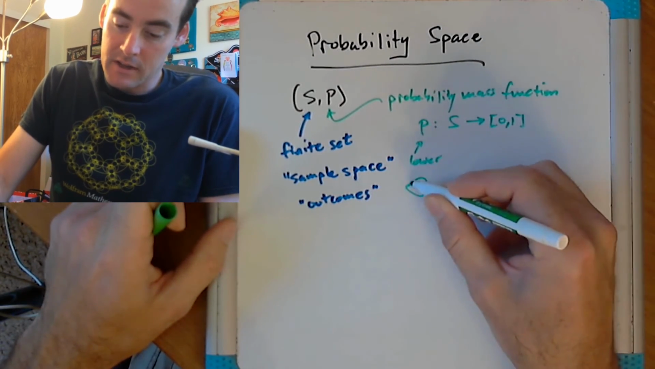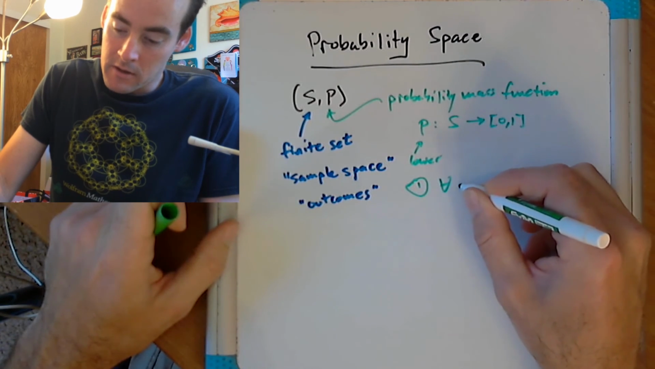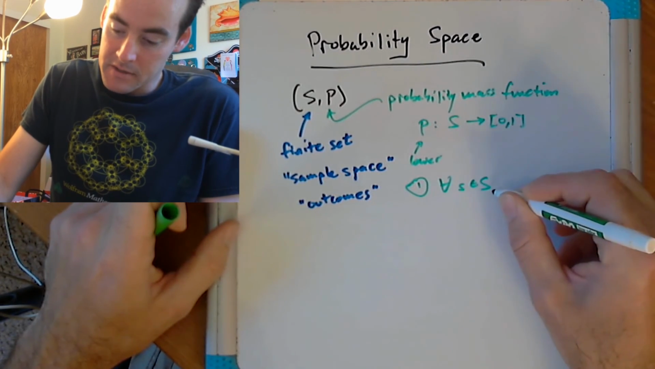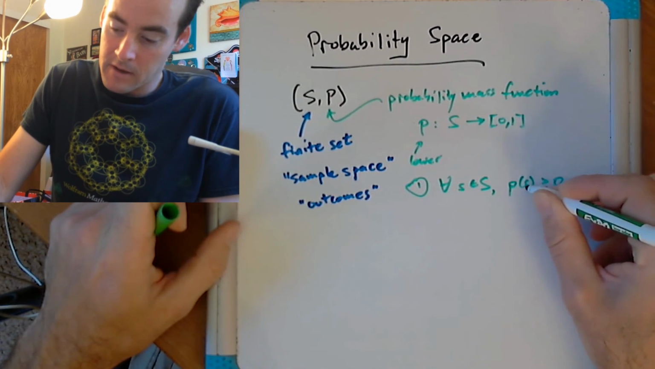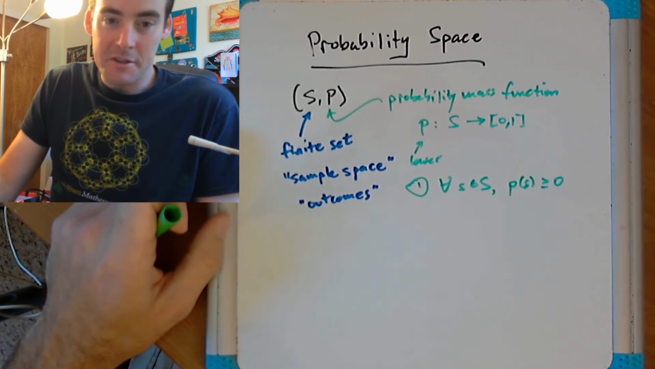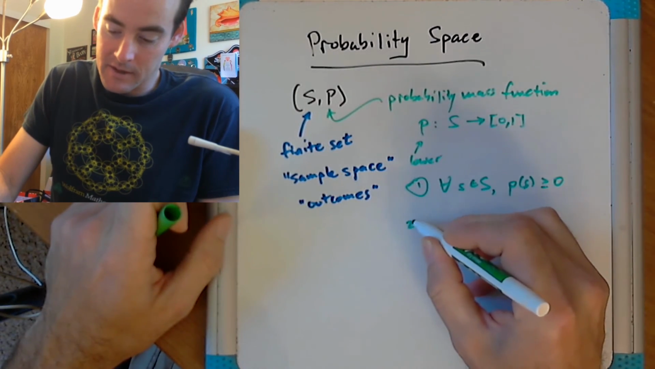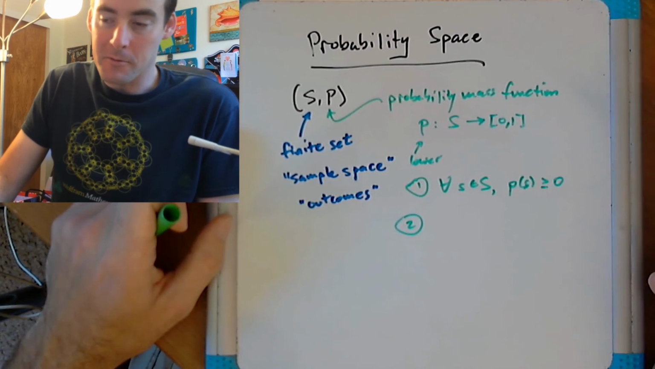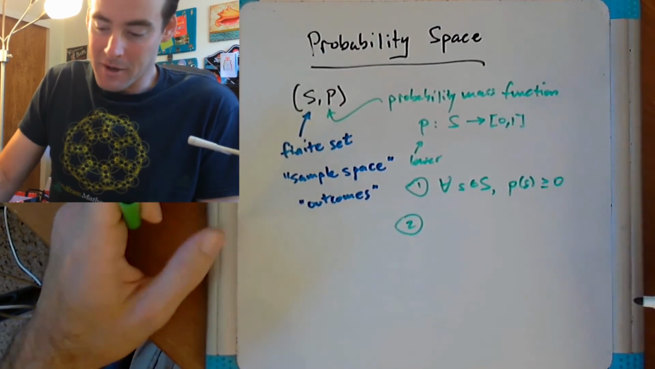So it has to satisfy 2 properties. The first one is for all outcomes in the sample space, the probability of that outcome is non-negative. And that's just saying, please do not have any negative probabilities. That doesn't really make sense. It's not really physical. It's not useful for the characterization of this experiment's random outcome.